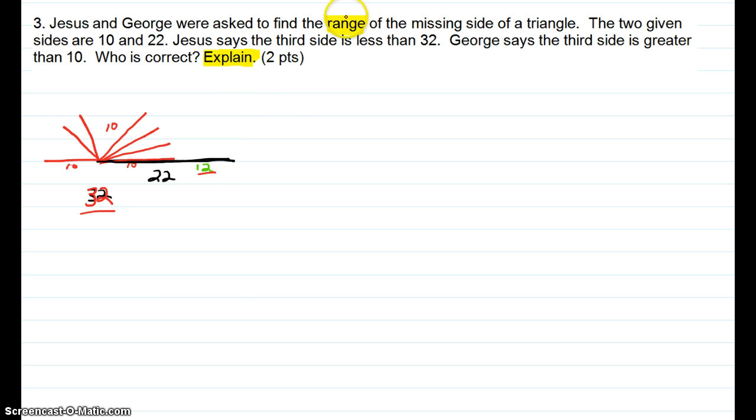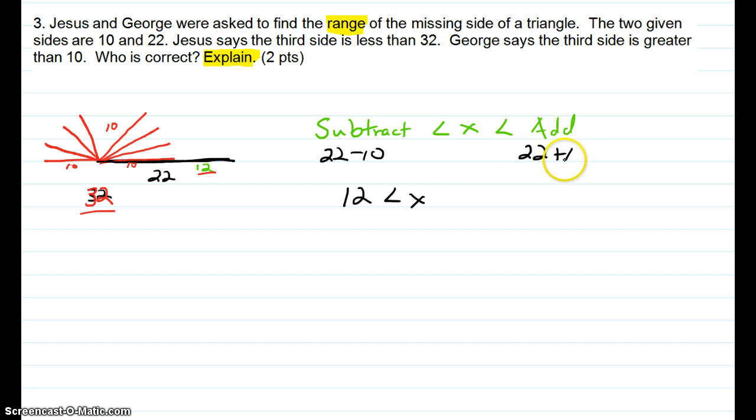And so that's where this idea of a range comes. If this were just a little bit less than 32, then I could draw this third side. And so that's where we get our formula from, and even not really a formula. We subtract our two sides given, and we add our two sides given. So our two sides were 22 and 10, so 22 minus 10 gives us 12. And now we add our 22 and 10 to give us 32.